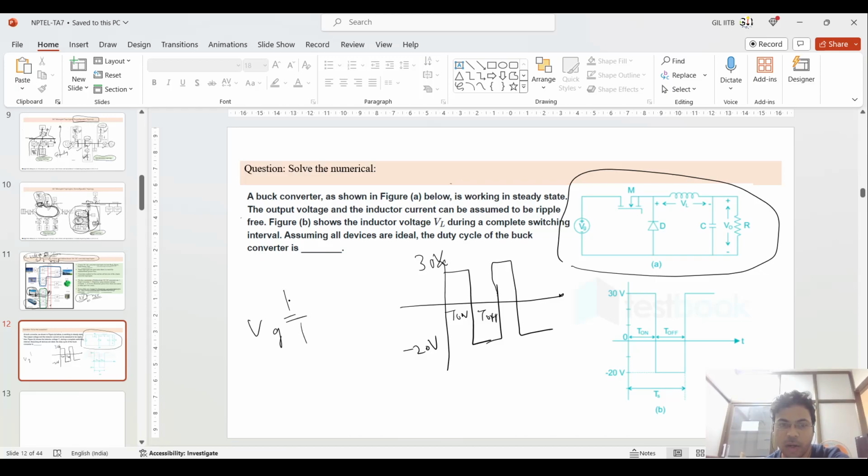This is a buck converter which has a certain VG voltage, connected to one switch and one diode, and this is connected to an inductor, a capacitor and one resistor. So you have to tell me what is the duty cycle of this buck converter.